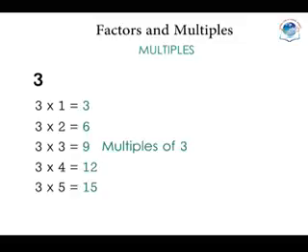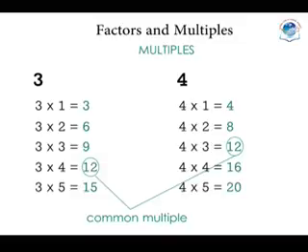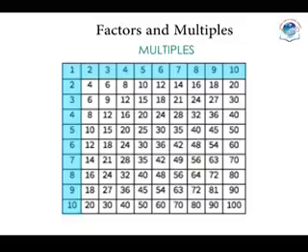Any number has an infinite number of multiples. If we take 4, 4 times 1 is 4. 4 times 2 is 8. 4 times 3 is 12. 4 times 4 is 16. And 4 times 5 is 20. The number 12 is both a multiple of 3 and 4. We say it's a common multiple of 3 and 4. If you look at the multiplication table, the numbers inside are the multiples of the numbers in the colored row and column.